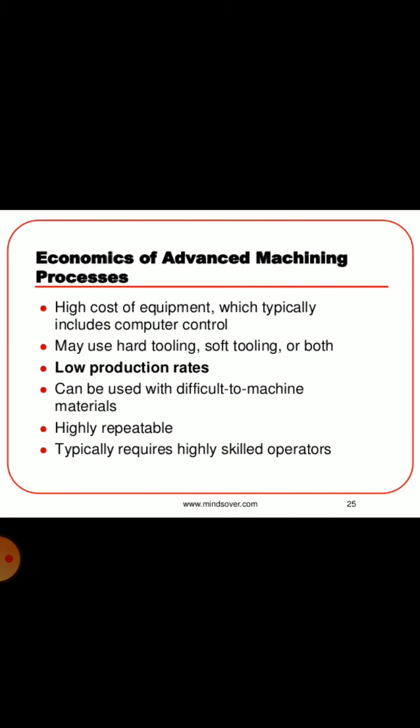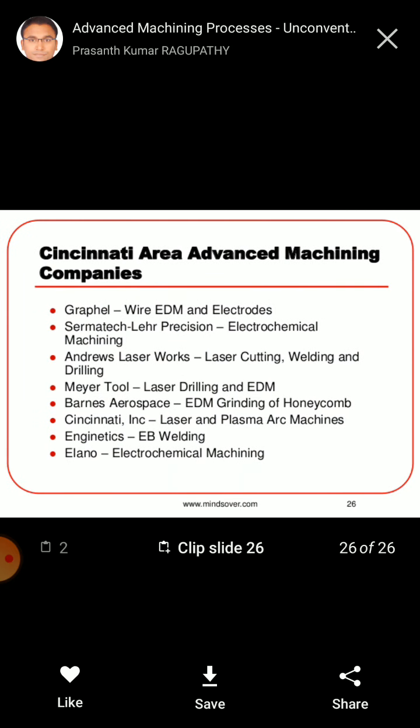Now we can discuss the economics of advanced machining processes. High cost of equipment, which typically includes computer control, may use hard tooling, soft tooling, or both. Low production rates, can be used with difficult to machine materials. Highly repeatable, typically requires highly skilled operators. There are some companies in which advanced machining is used.